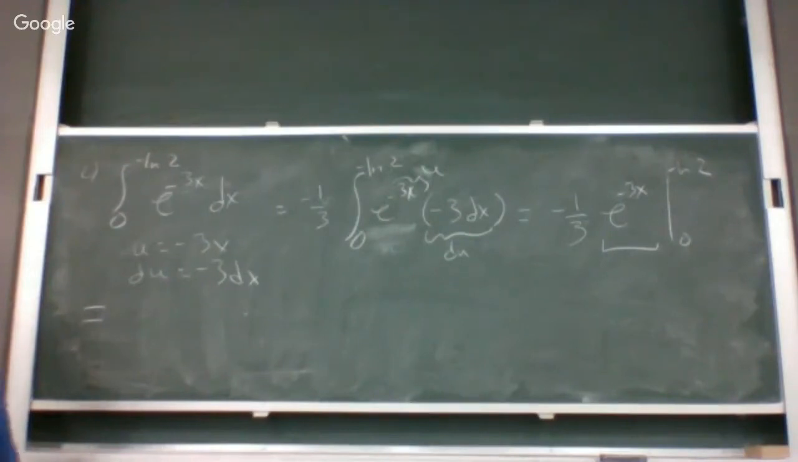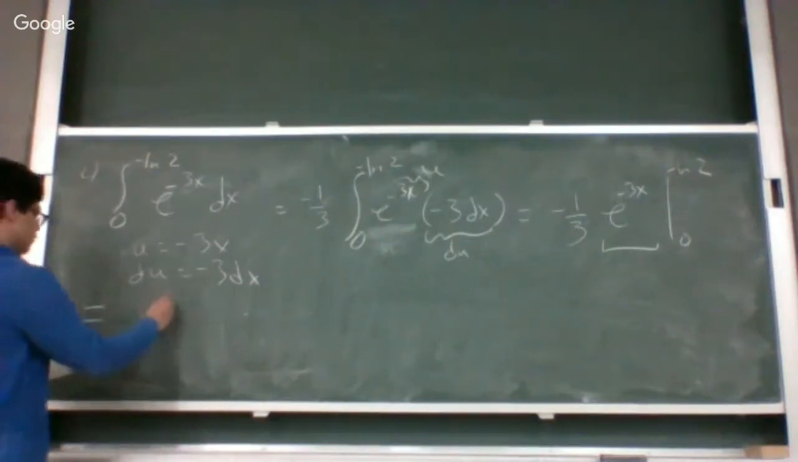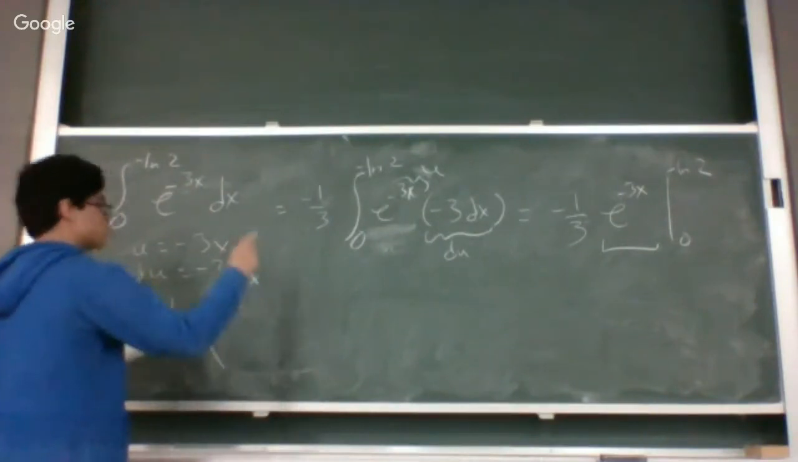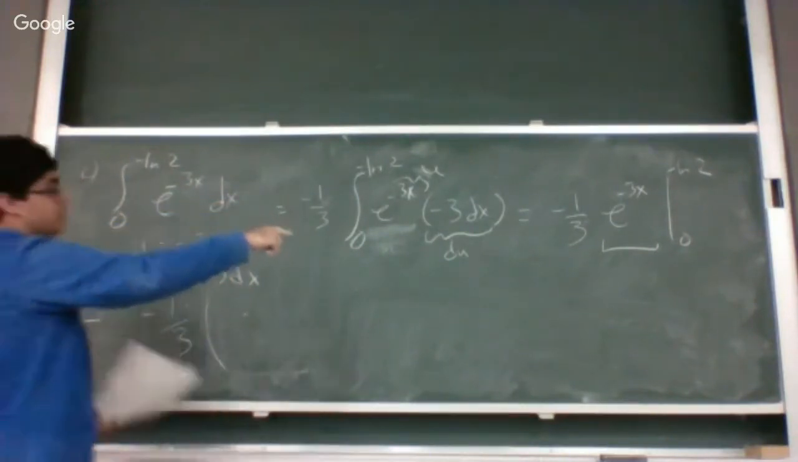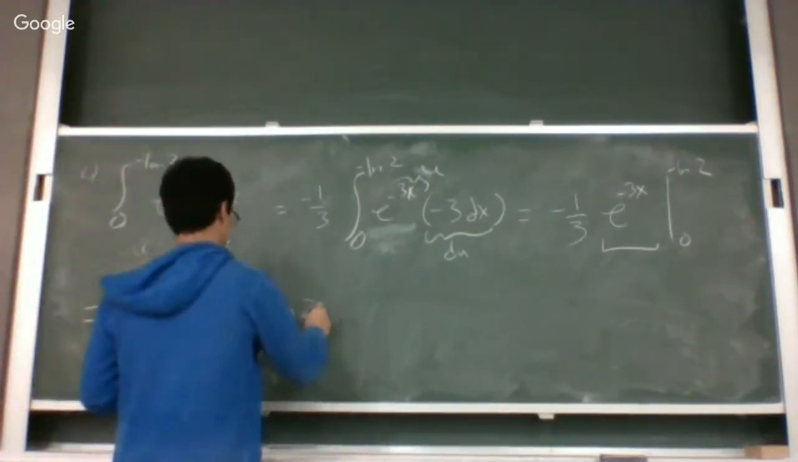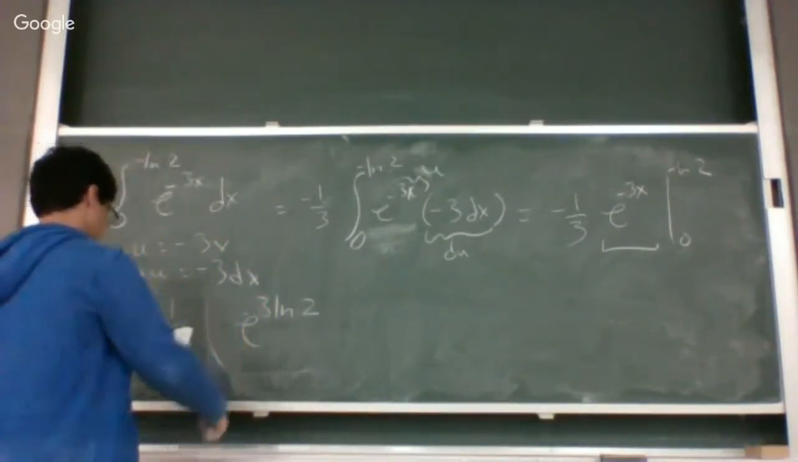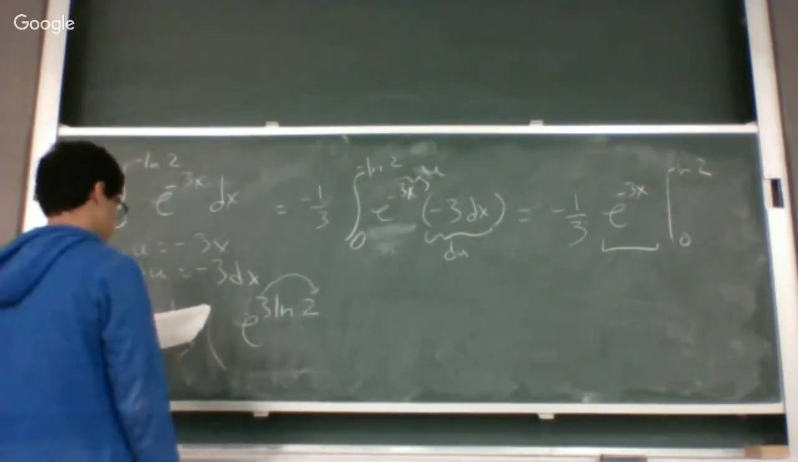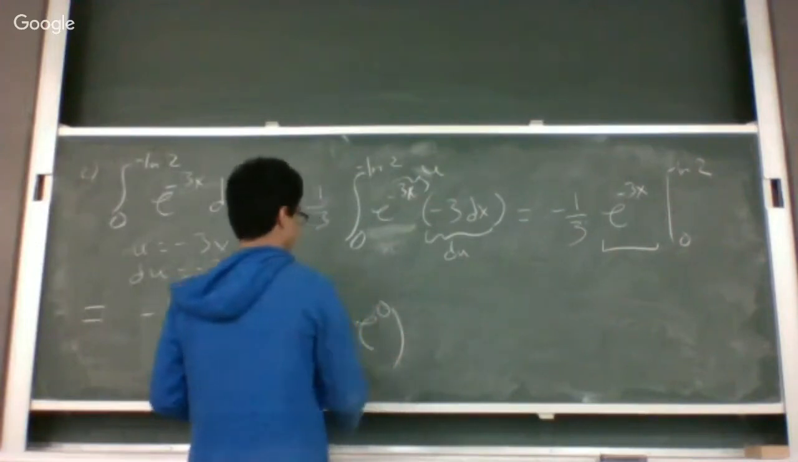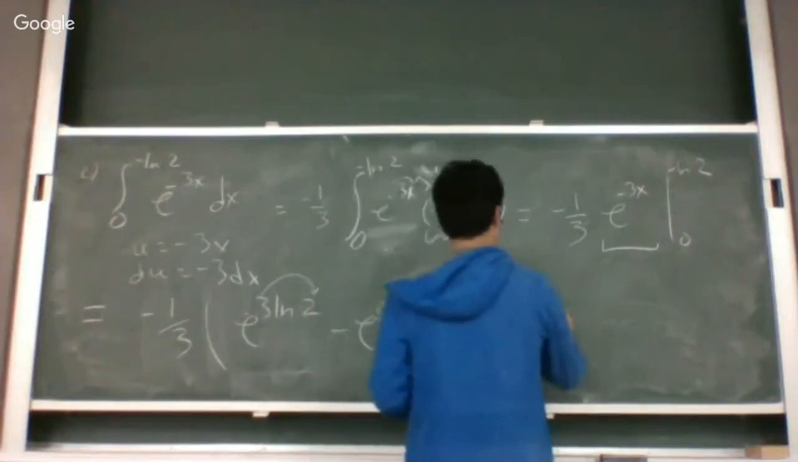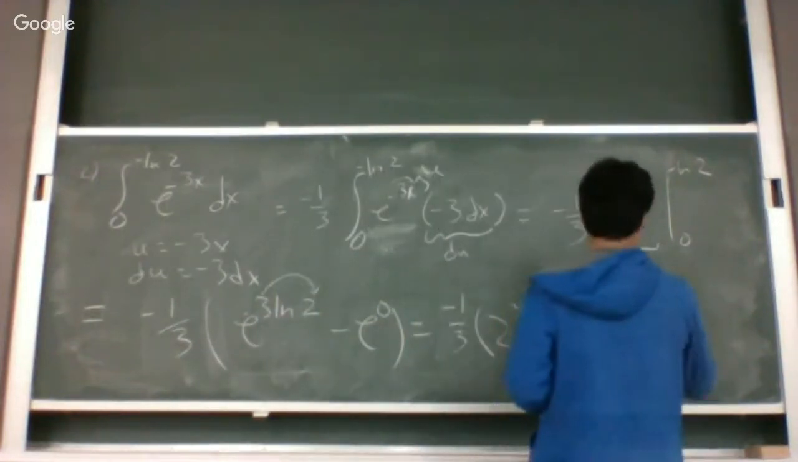You have a question? So then, yeah, we solve it. We have negative 1/3 times e. If we put negative natural log of 2 in it, we have e to 3 times the natural log of 2. We know that's going to turn out to be 8 because the 3 goes on top. And then it's e to the natural log power minus e to 0, which is 1. So this is negative 1/3 times 2 cubed minus 1, which is negative 7/3.